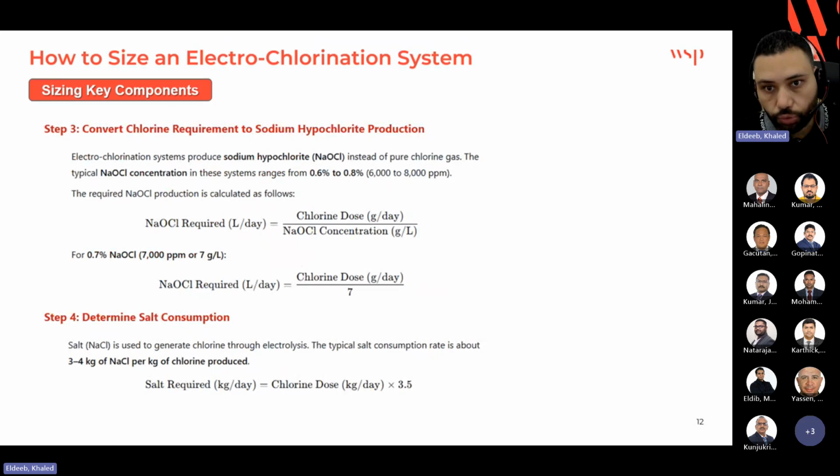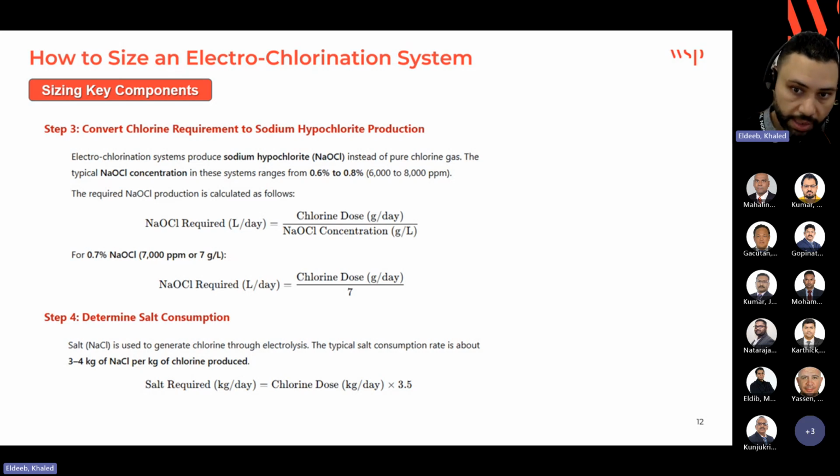Here in step 3, we should convert the chlorine dose calculated in step 2 to sodium hypochlorite, the one that we need to generate by our system. The concentration of sodium hypochlorite in these systems ranges from 0.6 to 0.8 percent, or we call it 6 to 8 grams per liter. Let's use 7 gram per liter. If we divide the calculated chlorine dose per day by the recommended concentration here, we'll get the amount of sodium hypochlorite that needs to be produced by our system.